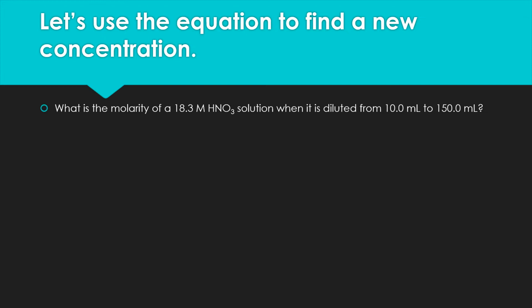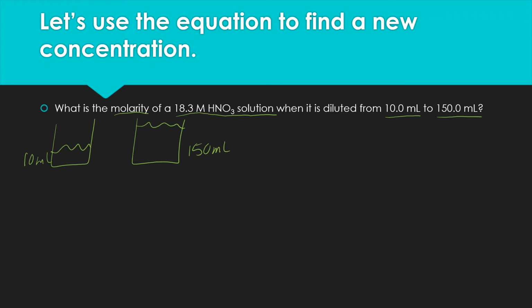So it says, what is the molarity of a 18.3 molar HNO3 solution when it is diluted from 10 milliliters to 150 milliliters? Okay, so we've got a lot of things going on here, right? So what I like to do first is pair up any molarities with any volumes that I'm given. So if we imagine we've got a solution and we're diluting it, my first solution should actually have less water than the second one. So this has got to be my 10 mils. This would be my 150 milliliters.